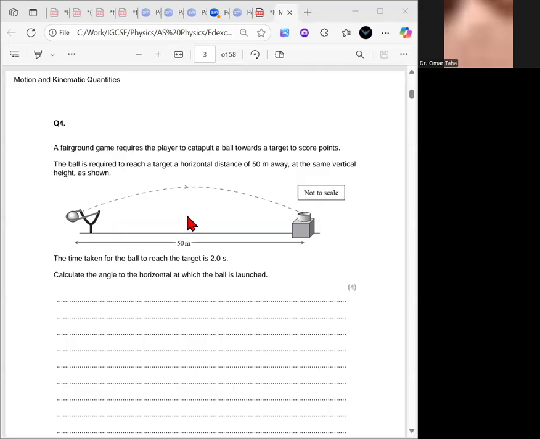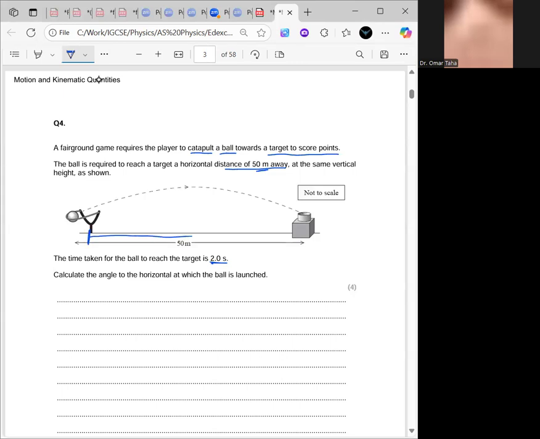All right, let's check this question together. Another projectile motion question, a fairground game, requires the player to catapult a ball towards the target to score points. The ball is required to reach the target at a horizontal distance of 50 meters away, at the same vertical height, and the time taken is given to us here.